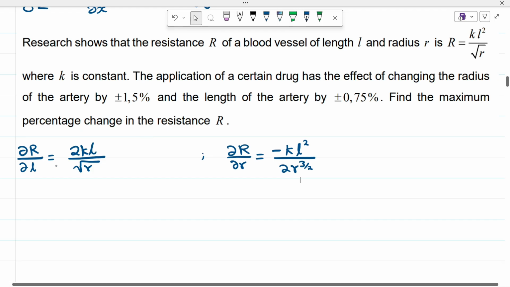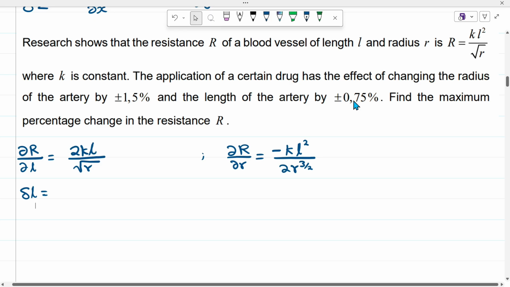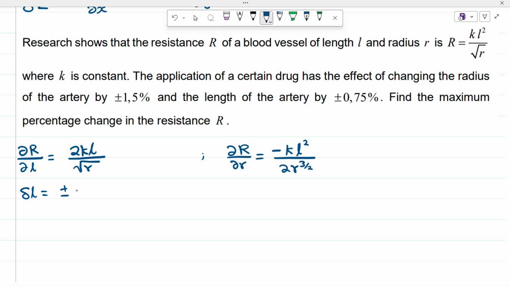And now let's write down the small changes, the percentage changes. The percentage change in L is going to be equal to what? They say the length of the artery changes by plus minus 0.75%, so we can write it as plus minus 0.0075, converting it from percentage, multiplied by L, just like that.